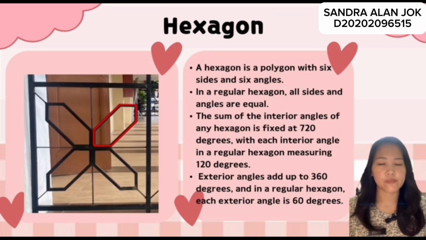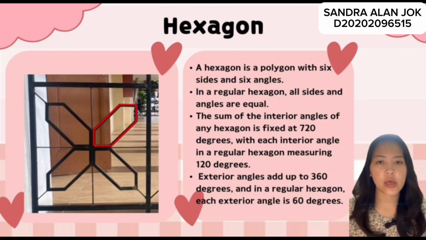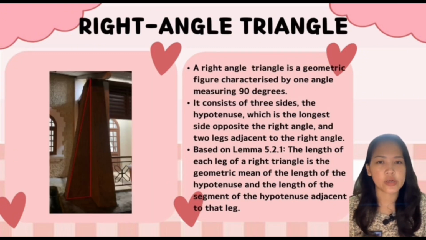Next, a hexagon. A hexagon is a polygon with 6 sides and 6 angles. In a regular hexagon, all sides and angles are equal. The sum of interior angles of any hexagon is fixed at 720 degrees, with each interior angle in a regular hexagon measuring 120 degrees. Exterior angles add up to 360 degrees, and in a regular hexagon, each exterior angle is 60 degrees. Last but not least, the right angle triangle.